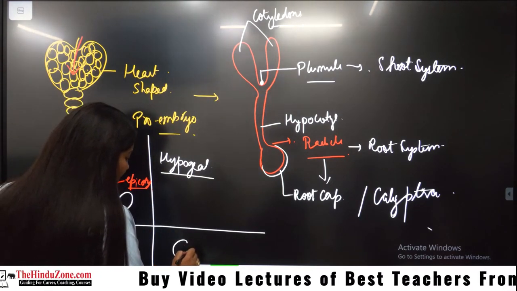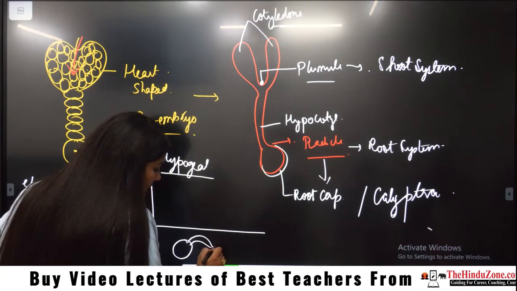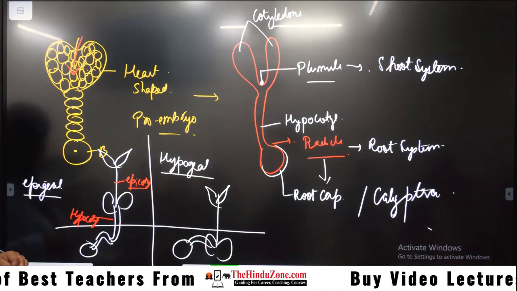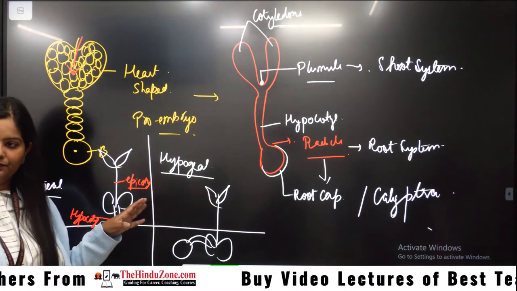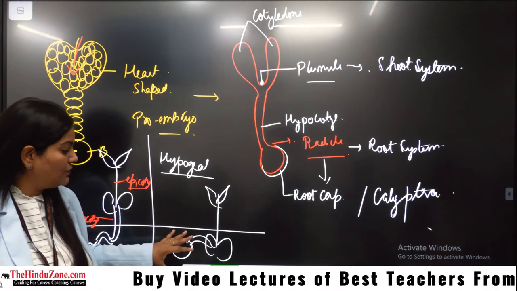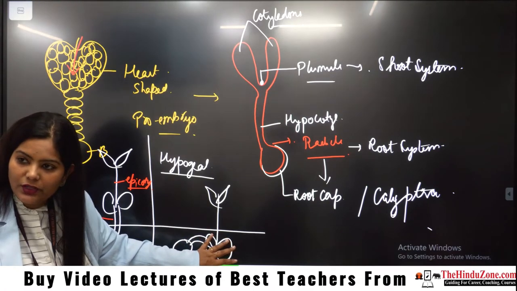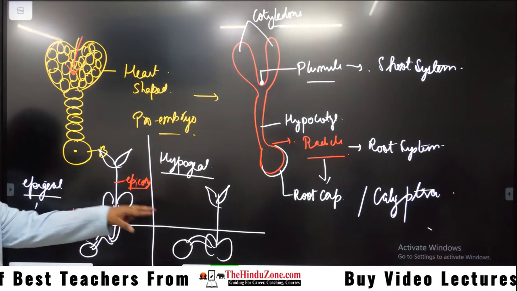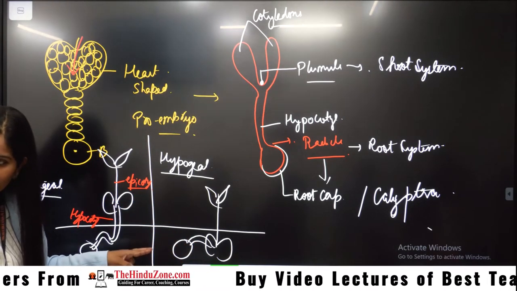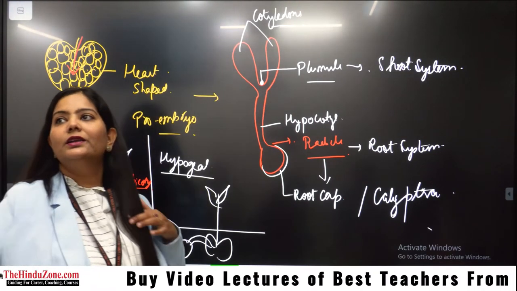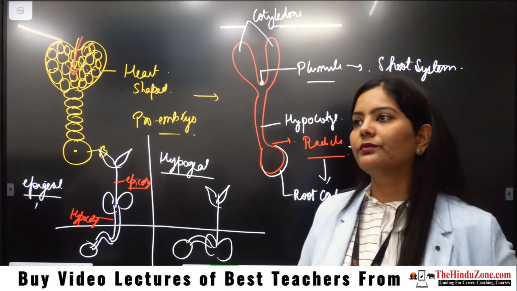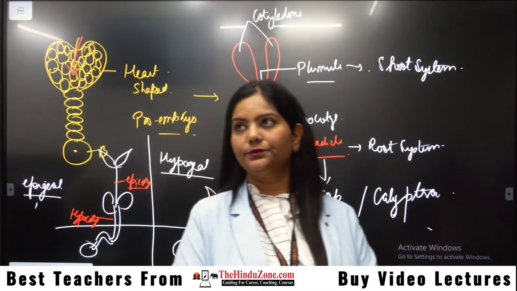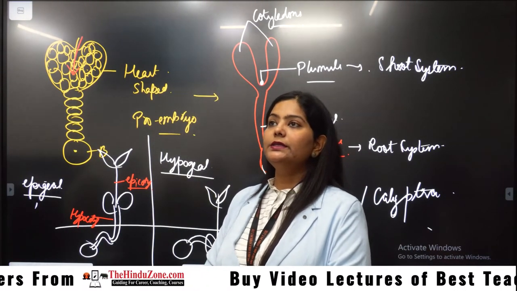हाइपोजियल में क्या होगा भाई? ये सीड था, एंड देन बिलो ओनली कॉटिलेडन्स विल गेट अप, एंड व्हाटएवर यू आर गोइंग टू वॉच इज अबव द ग्राउंड, इज द सीडलिंग. ठीक, हाइपोजियल मींस द टोटल जर्मिनेशन इज टेकिंग प्लेस बिलो द ग्राउंड, एंड एपीजियल मींस जर्मिनेशन इज टेकिंग प्लेस अबव द ग्राउंड, क्योंकि कॉटिलेडन्स आर अबव द ग्राउंड, और यहां पे कॉटिलेडन्स आर बिलो द ग्राउंड. ठीक है, क्लियर हुआ? क्लियर टू एवरीवन? क्लियर मैम. ठीक, अच्छा.